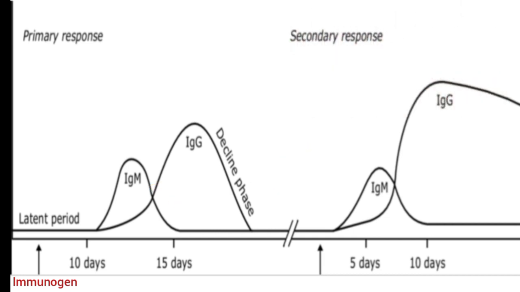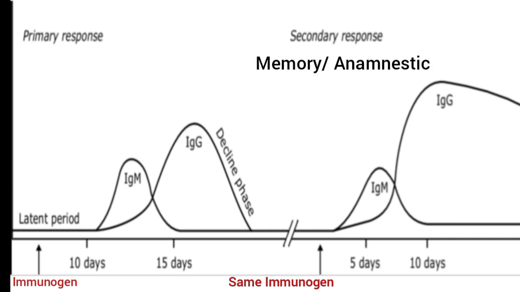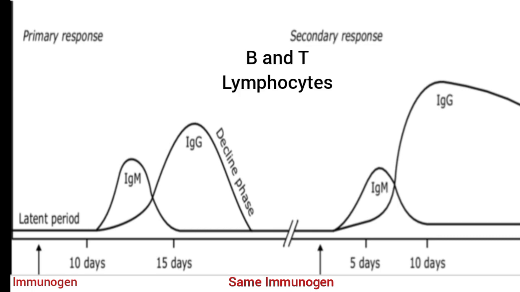A second exposure to the same immunogen, and focus on the term same immunogen, results in a secondary response. This second exposure may occur after the response to the first immunogen has waned or has totally subsided. The secondary response is also called the memory or anamnestic response. The B and T lymphocytes that participate in the memory response are termed memory cells.